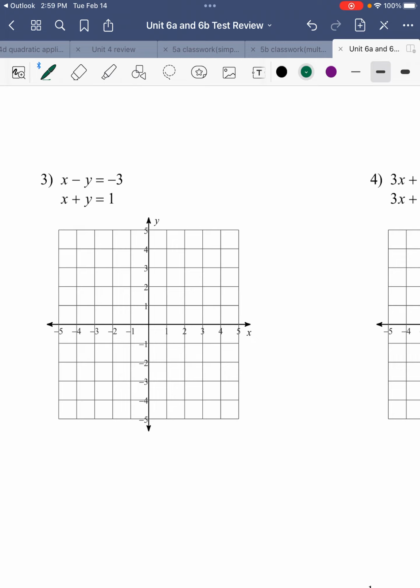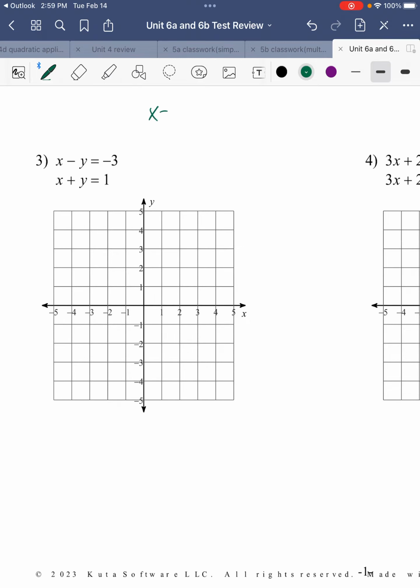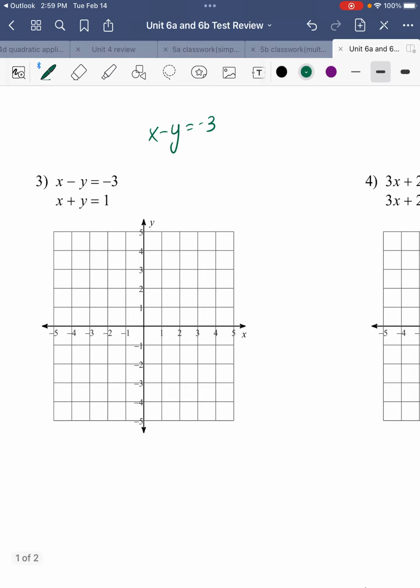Number 3, I'm going to graph these. Each one of these you could also do by substitution. I'm just going to do it by graphing, so you can always check it by substitution. You should get the exact same solution.